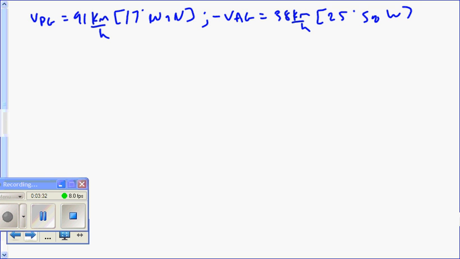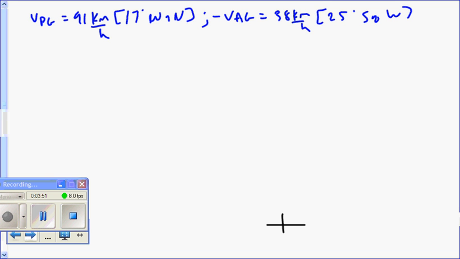Okay, so I'll try to draw them. It's good if you can take up as much space as you can in the drawing. So if I draw my first vector, 91 kilometers per hour, so that's 17 degrees west of north. So I'm going to draw a little coordinate system right here.